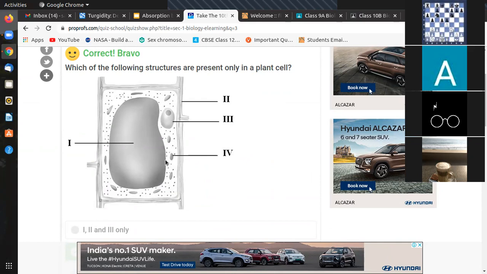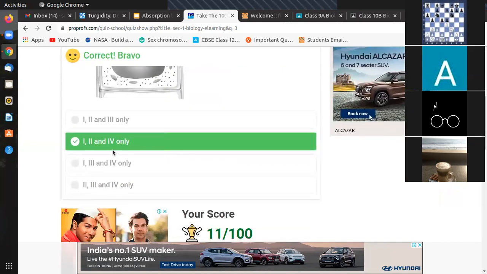I know that they have not really clearly shown this particular part, but this is a very minute difference. We have to be logical here: this large vacuole is only present in plant cells. Vacuoles in animal cells are small. If this had been a small vacuole, you could say both cells have vacuoles. But that way, this is the correct option.